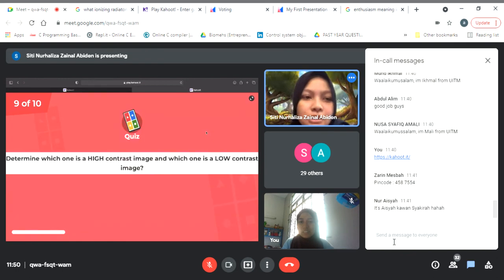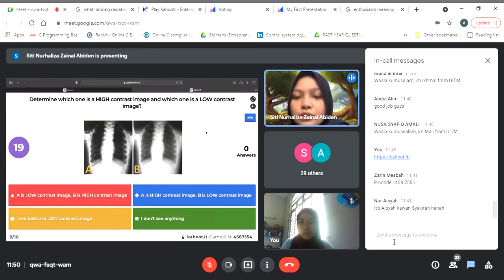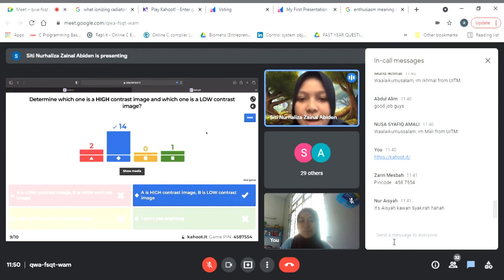Next question. So determine which one has the high contrast image and which one has the low contrast image. So A image is on the left side and B image is on the right side. So choose which one has the high contrast and low contrast image. Yes, correct. A has the high contrast image and B has the low contrast image.